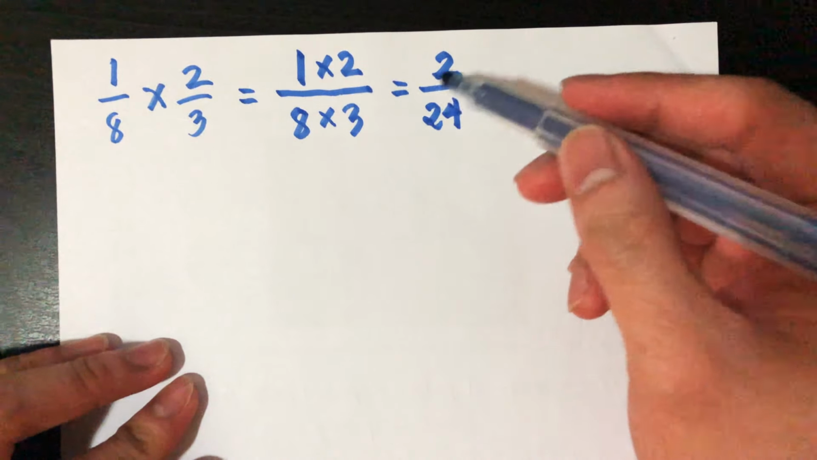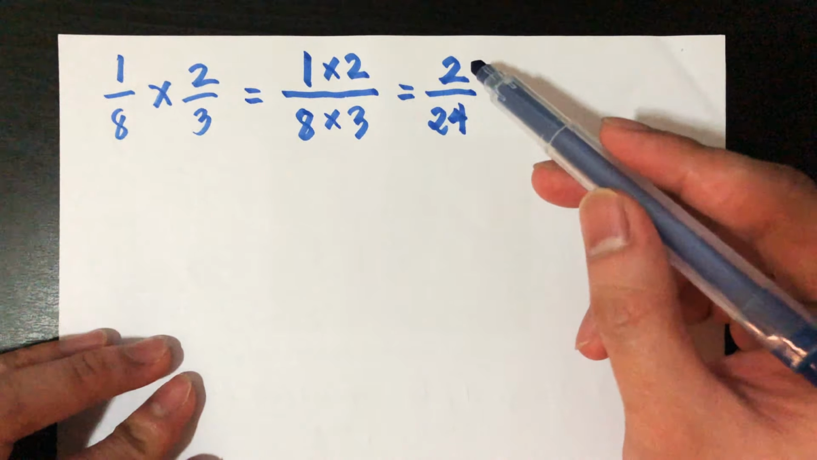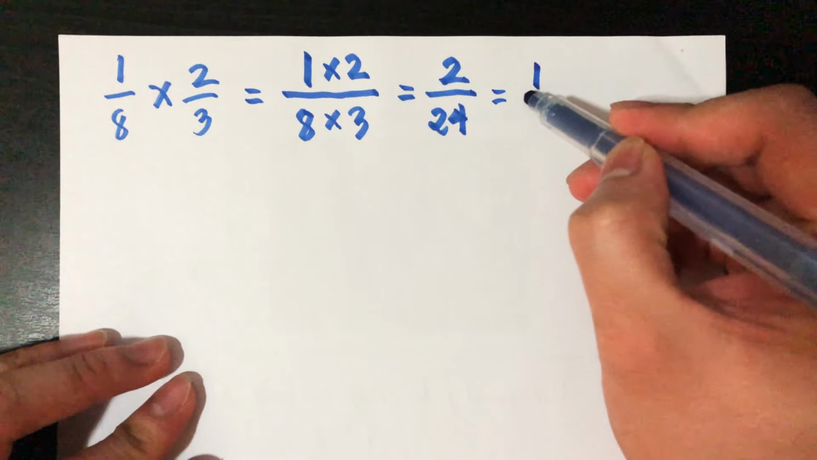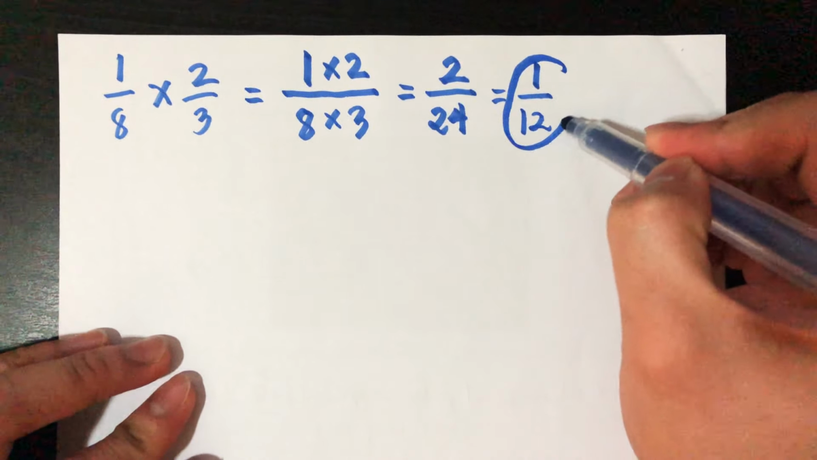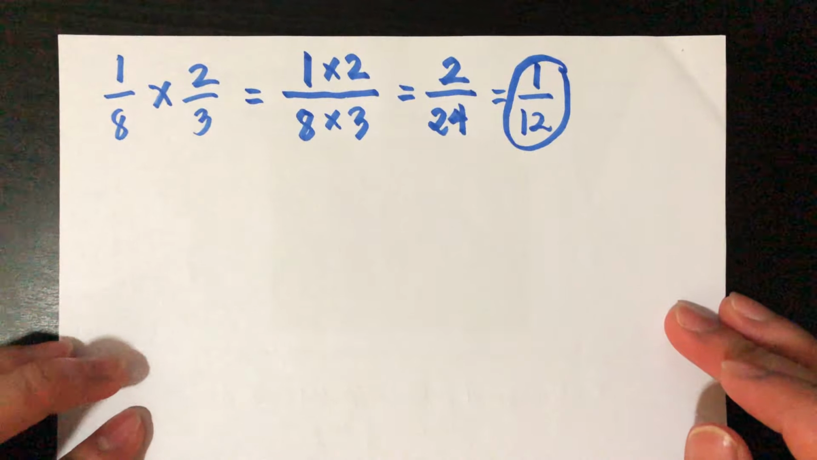Then we need to convert it to simplest form. And the simplest form of 2 over 24 is 1 over 12. So that is the answer in 1/8 times 2/3.